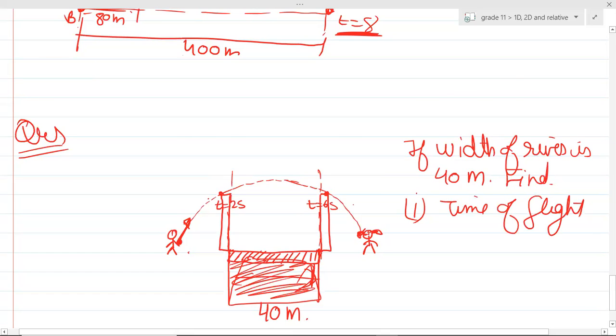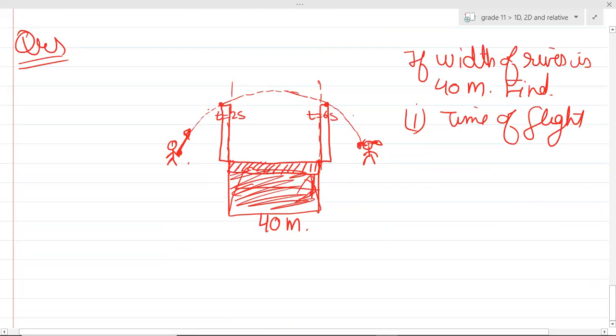See the data. How much data did I give you? I only gave you the width of the river, and that it was just brushing against the wall. Second, time of flight is okay. Then the distance. Please remember the distance of the boy from the wall is equal to the distance of the girl from the wall. Symmetric. Everything is symmetric.